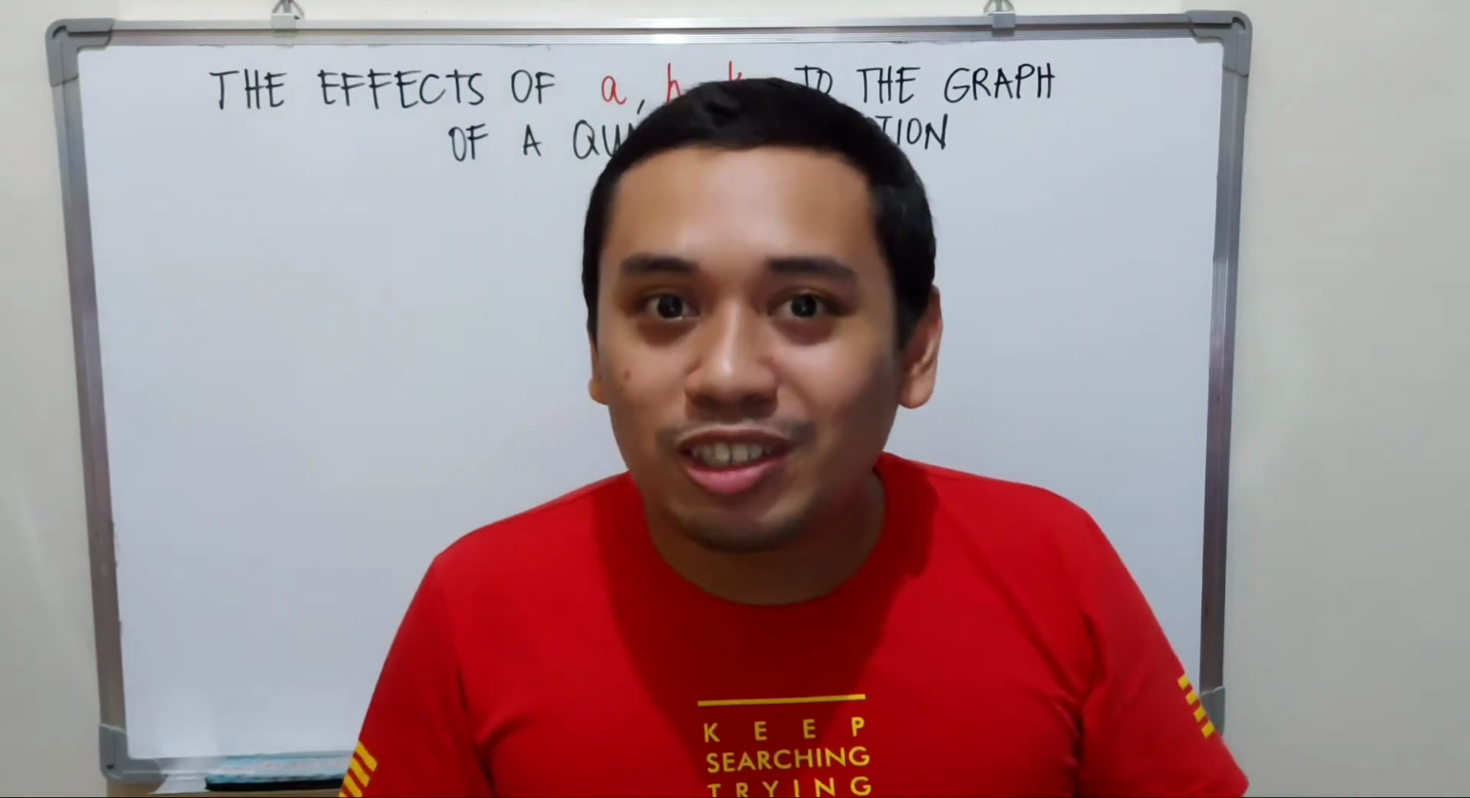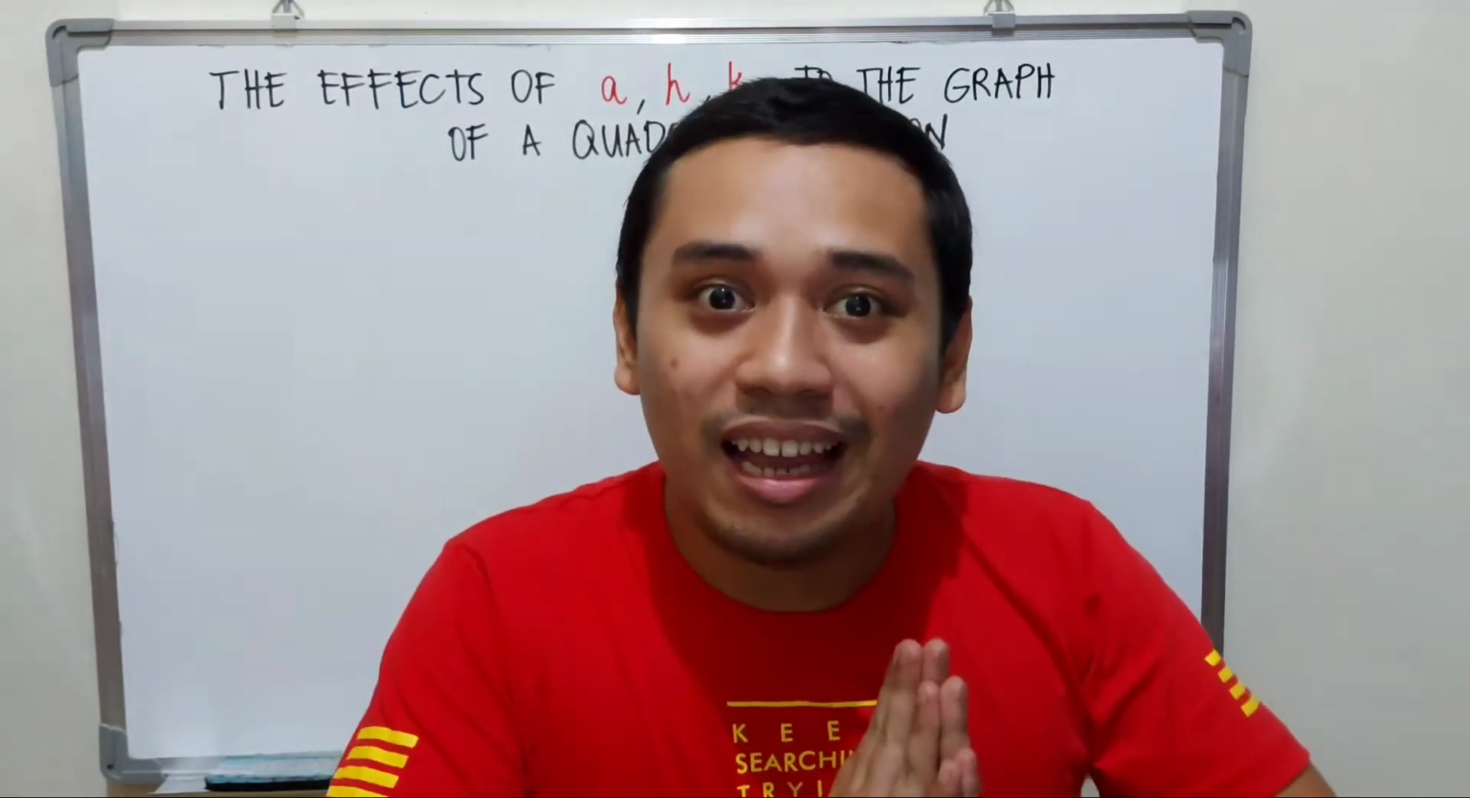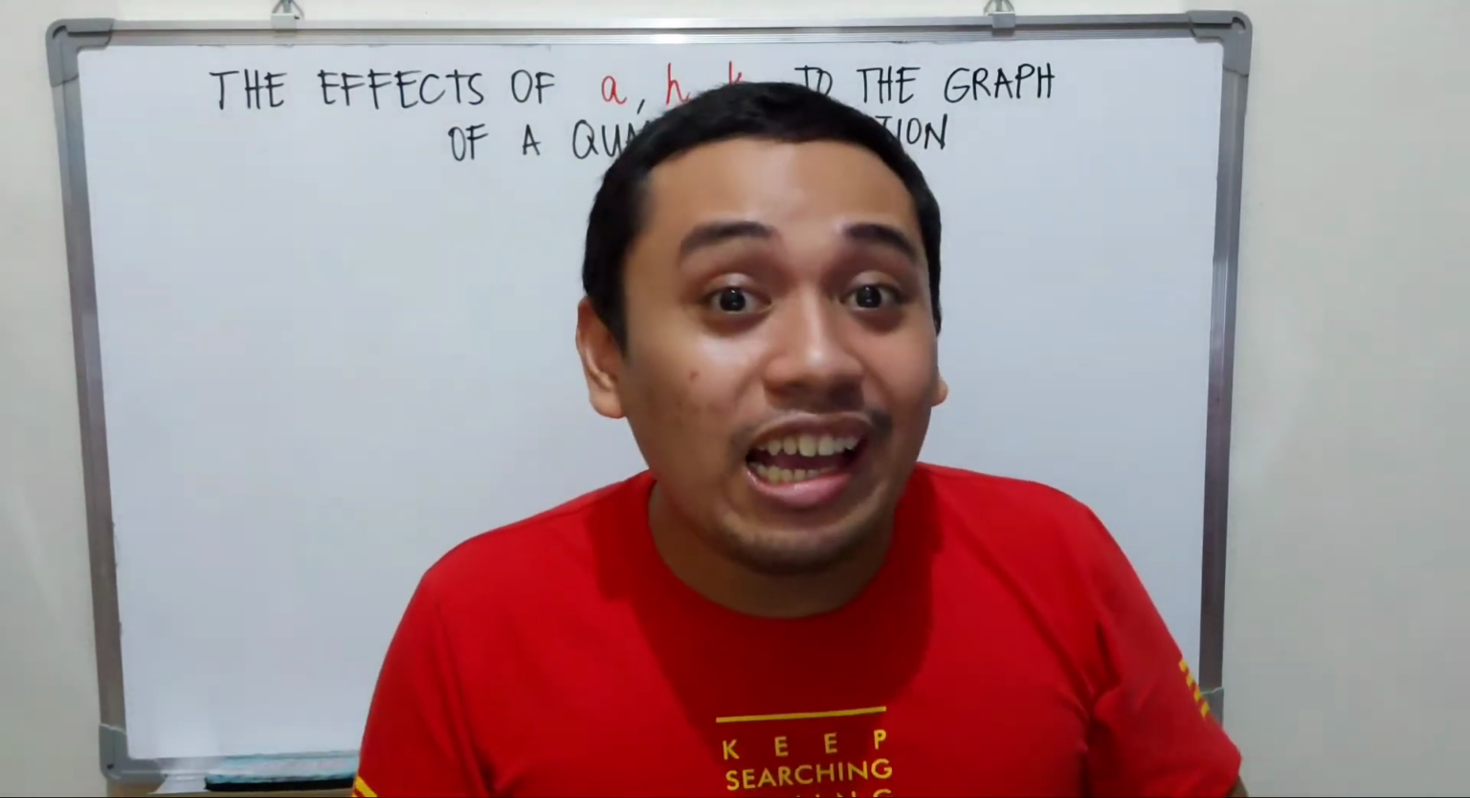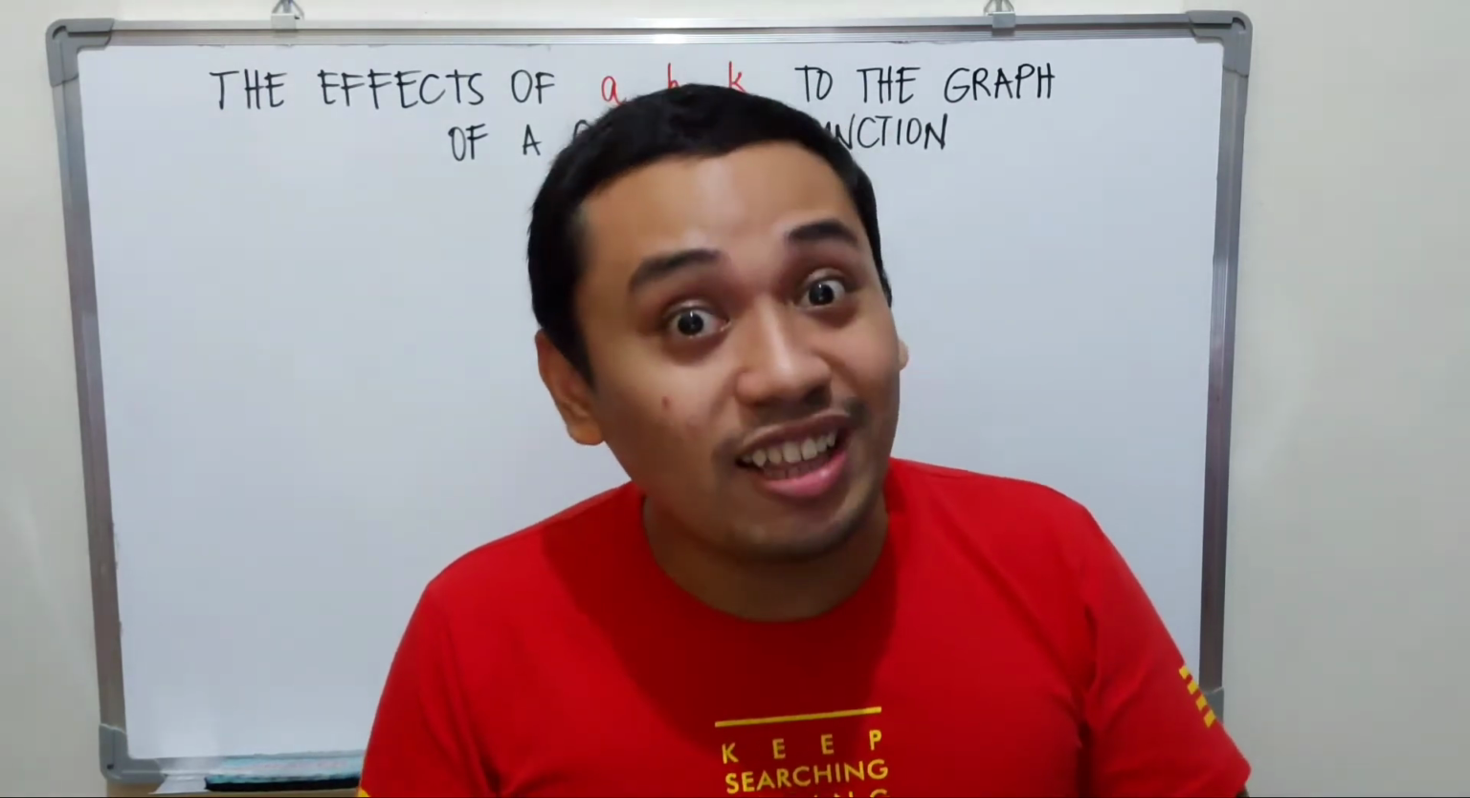So now we're going to discuss another topic in Math 9, which is the effects of a, h, and k to the graph of a quadratic function. Let's go!